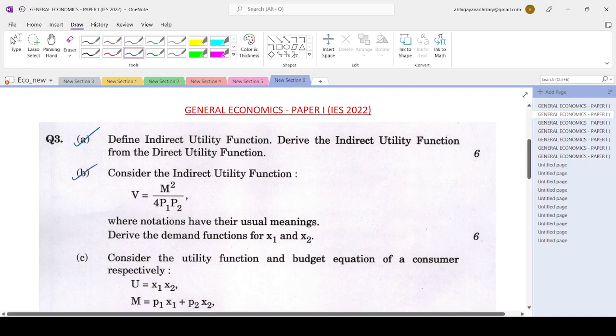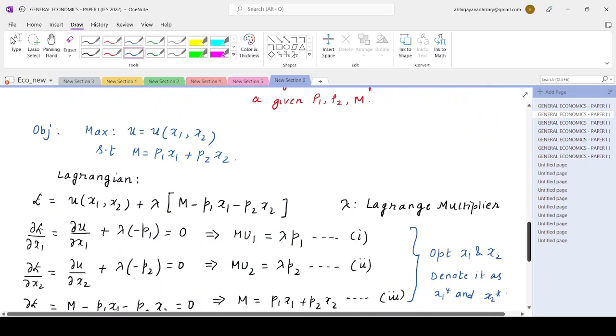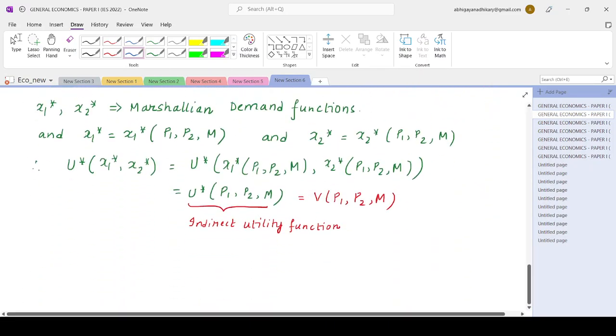Now coming to part B, consider the indirect utility function as V equals m square by 4 p1 p2, where notation have their usual meaning. Derive the demand functions for x1, x2. By demand over here, we basically mean the Marshallian demands. Because remember, if you are required to find the Hicksian demand, they will explicitly mention that. Normal demand function essentially means the Marshallian demand function. So now coming to part B.